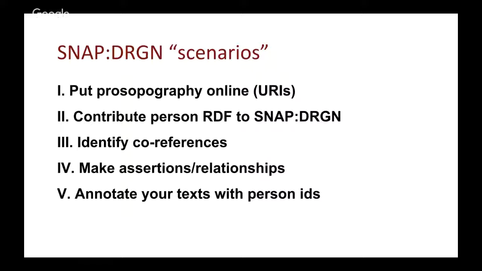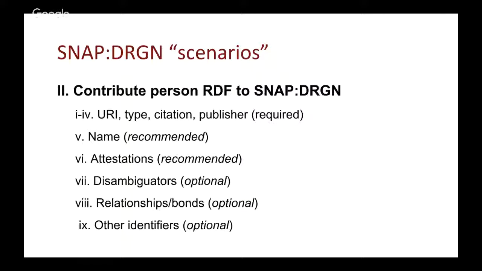And then the fifth thing we wanted to enable people to do is to be able to annotate their external text with person identifiers to disambiguate those references. And I won't say anything more about that, because what we're going to do with that is entirely to emulate what Pelagios have done, and Valeria is going to talk about Pelagios in a minute.